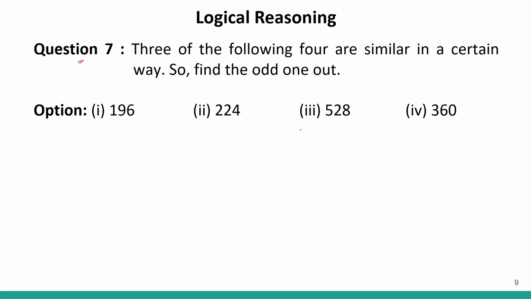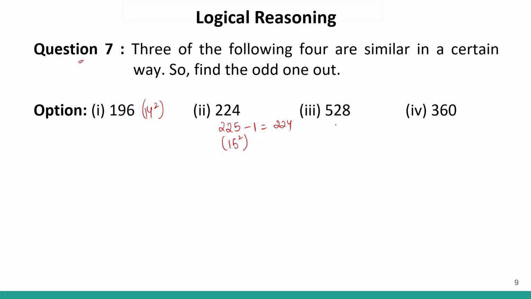So question number 7, 4 options are given to us and we have to identify which of them is the odd one out. So when I look over here, 196, correct? 196 is the square of 14. This is 14 square. Okay. When I look at 224, I can see a number 225. 225 is 15 square. Minus 1 is giving me 224.